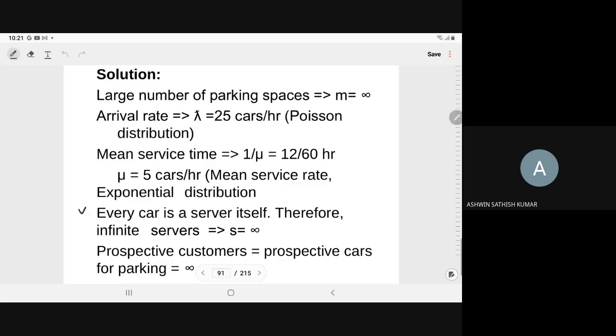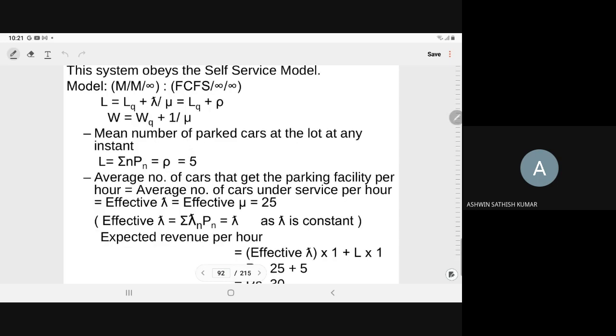So here it is written that every car is a server itself, therefore infinite servers. So here the prospective number of cars is also infinity. So that's why it follows the self-service model, M/M/infinity, FCFS, infinity, infinity.